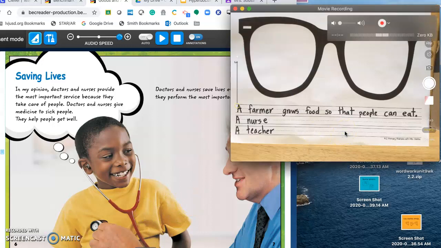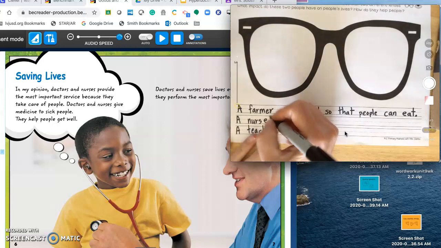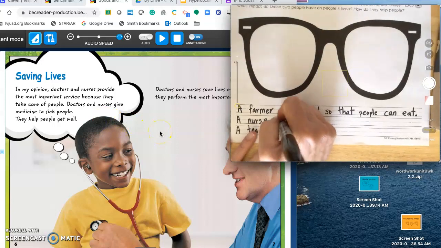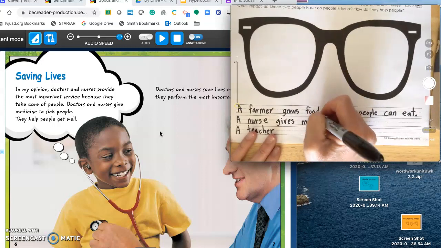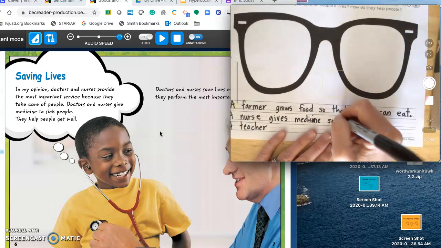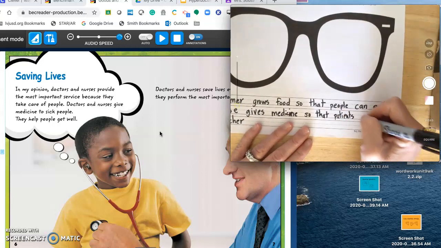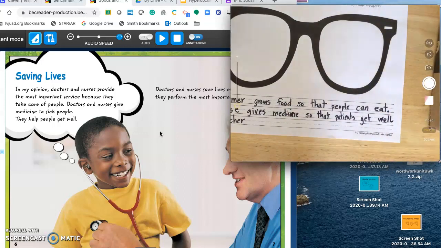So I'm going to go back to my sheet. And here I wrote a nurse. You could also write a doctor, a nurse, and think about, what does a nurse do? You might say takes care of people or gives medicine to sick people. That was the evidence from the text. A nurse gives, I'm going to write, a nurse gives medicine so that patients get well. Okay.